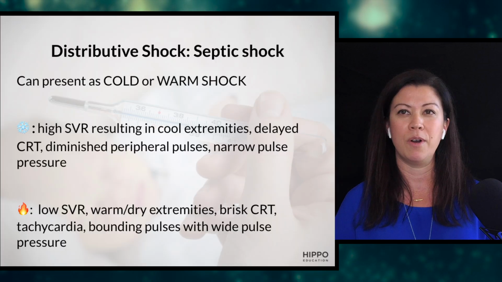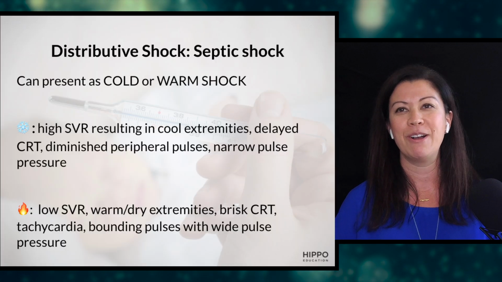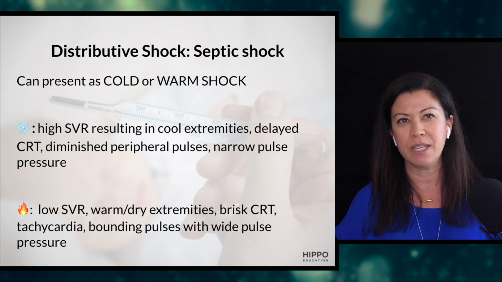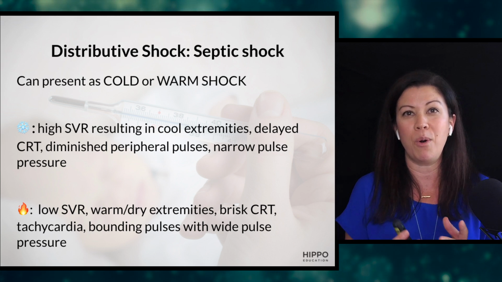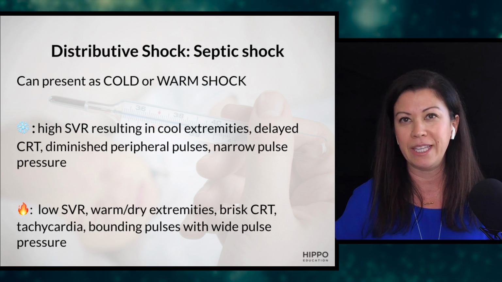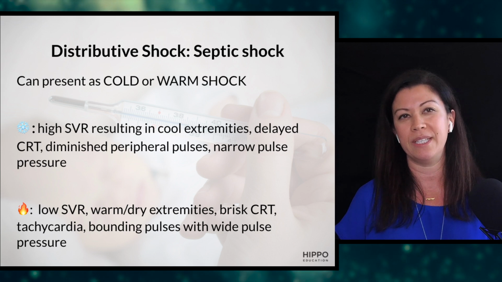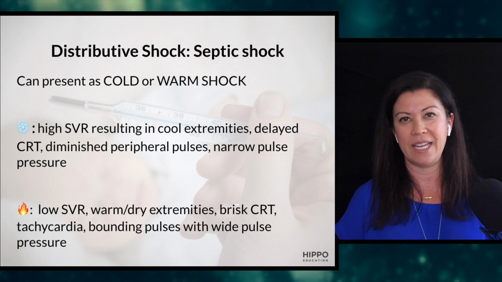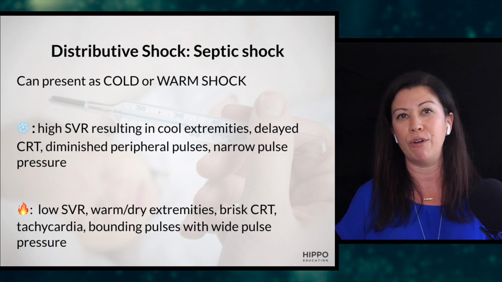All right, so I'm going to talk to warm shock and cold shock. So cold shock, Robbo. You are someone that would have high systemic vascular resistance. So you're going to have cold hands and feet, cool extremities. You're going to have super cold, delayed cap refill. You're going to have diminished peripheral pulses, and narrow pulse pressure. So everything is going to be cold and slow for you.